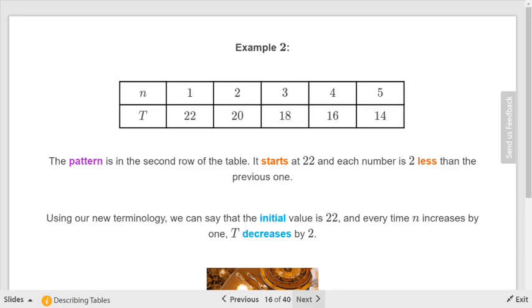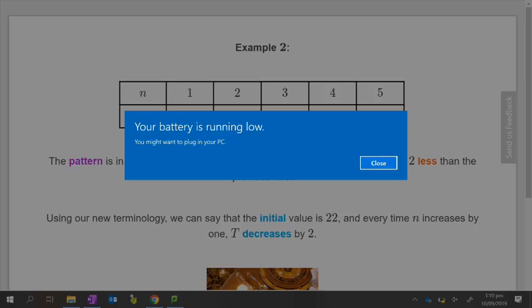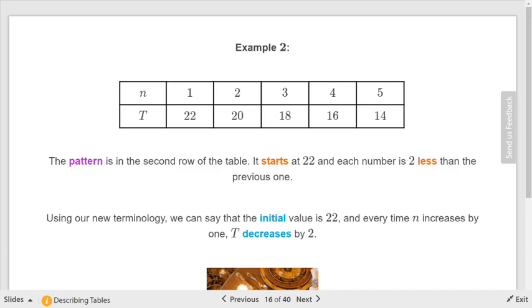And then what's happening? Are the numbers getting bigger or smaller? You're subtracting. The numbers are getting smaller, which means we're not increasing but decreasing. By what number are they decreasing? By 2. Excellent. So the pattern is that it starts at 22 and each number is 2 less than the previous one. So it starts at 22 and decreases by 2.